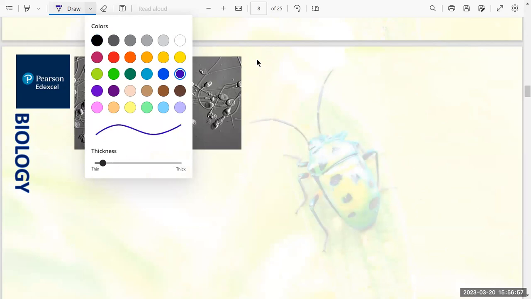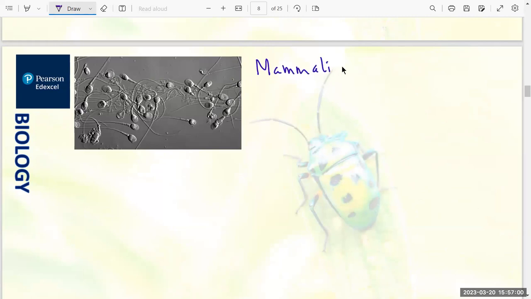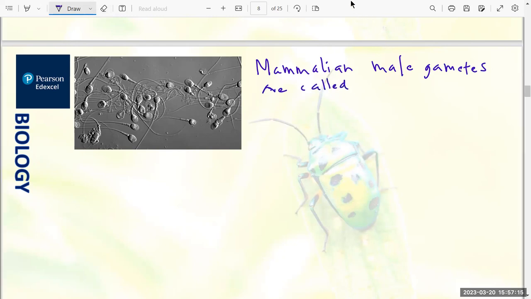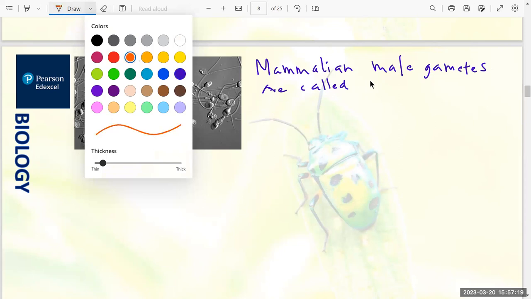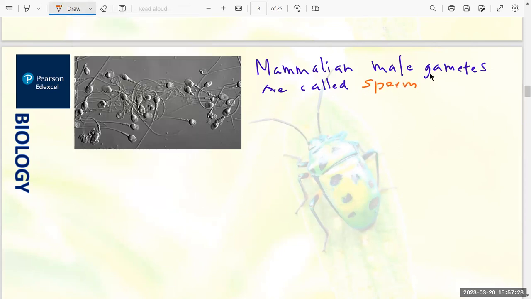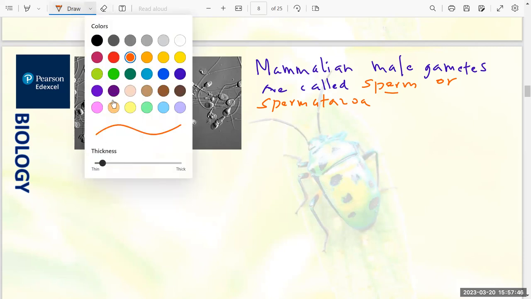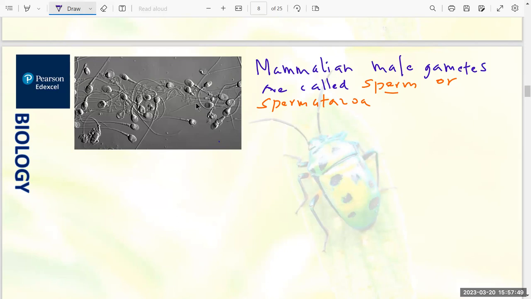Now the male gametes. Right, mammalian male gametes are called sperm, or sometimes called spermatozoa. Frequently, we use the word sperm or spermatozoa. You can see here the cells under a light microscope.